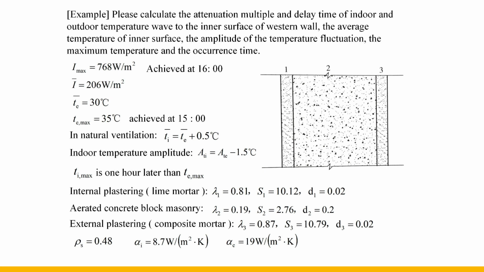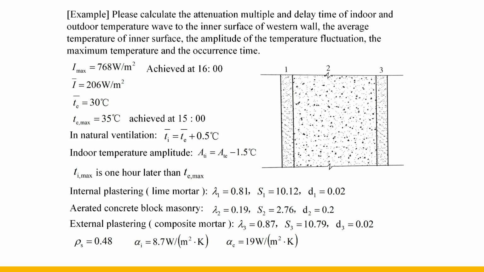Find the attenuation multiple and delay time of indoor and outdoor temperature waves to the inner surface of the western wall, the average temperature of the inner surface, the amplitude of temperature fluctuation, the maximum temperature, and the occurrence time. The average solar radiation intensity is known to be 206 Watt per square meter, with a maximum of 768 Watt per square meter at 16 o'clock.